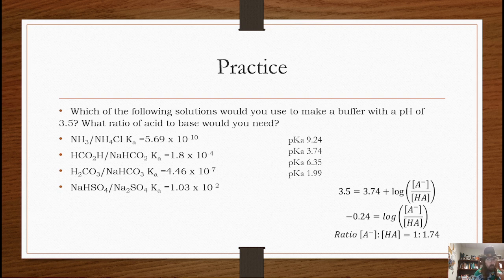Now if I did the inverse relationship, just the inverse of that, that's how you get the 1.74. That 1 over 0.575 is 1.74. So whatever you use for A minus, you would use almost twice as much for HA.